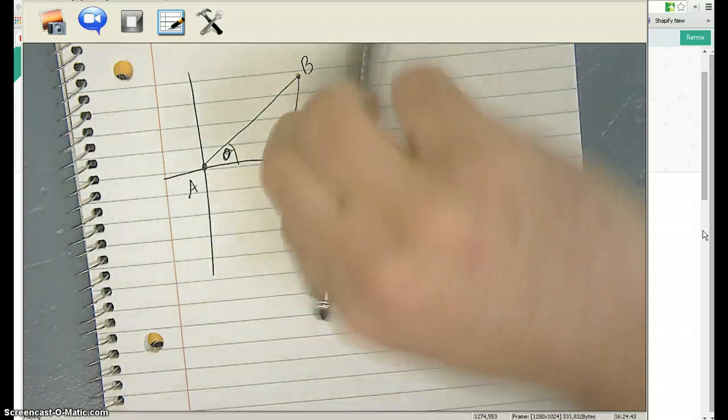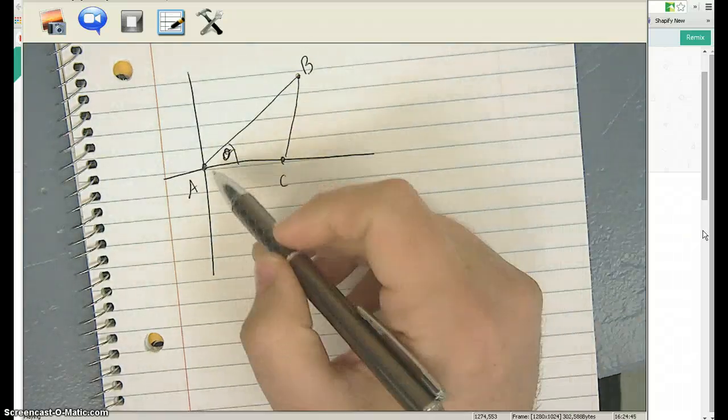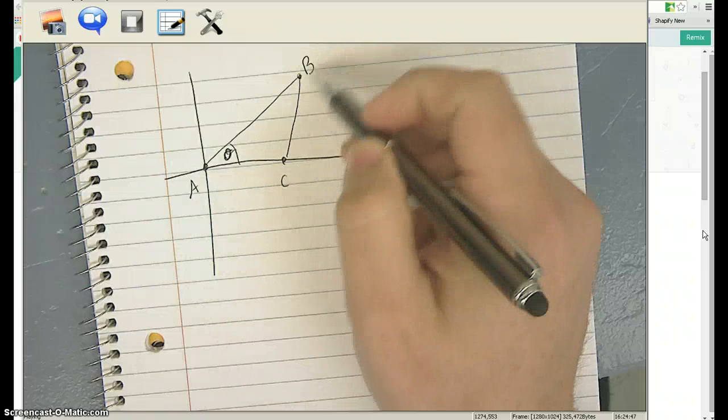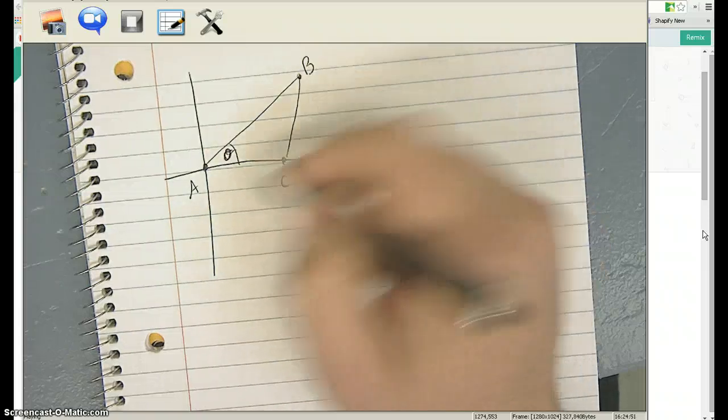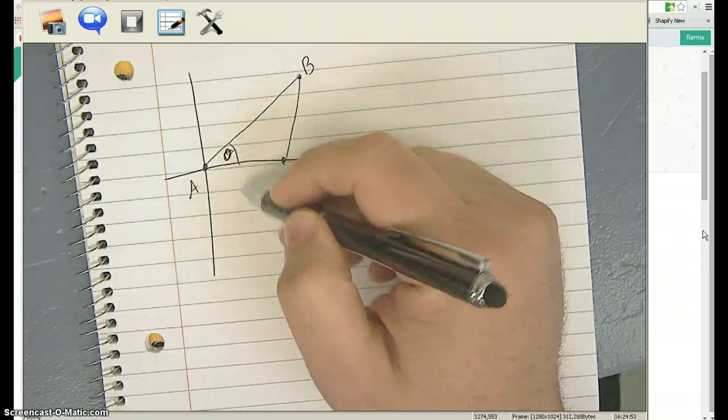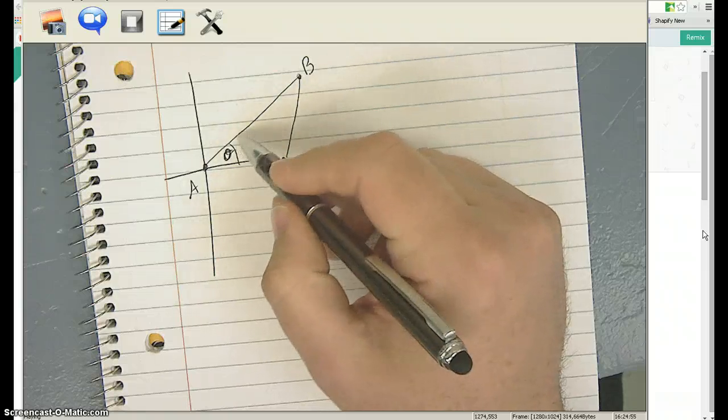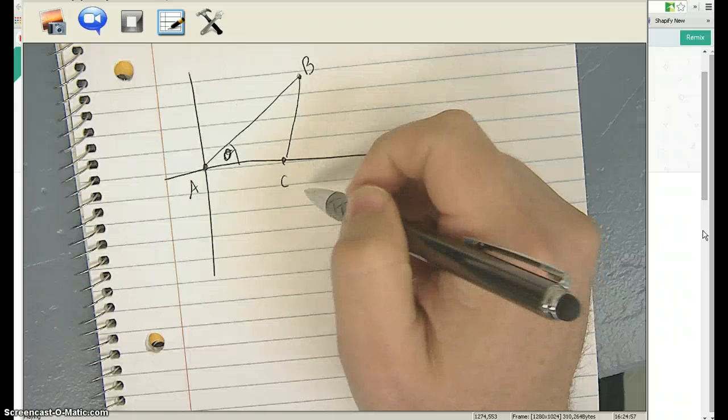Okay, so you remember that we just talked about how an angle that is not part of a right triangle still has a sine ratio. It still has a trig function. So let's talk about what those would be.